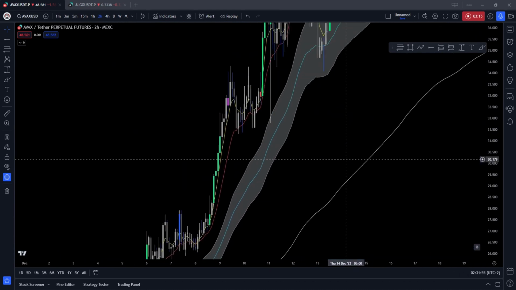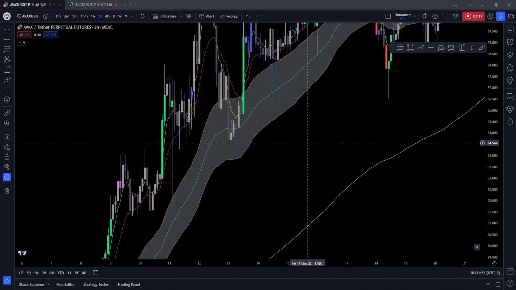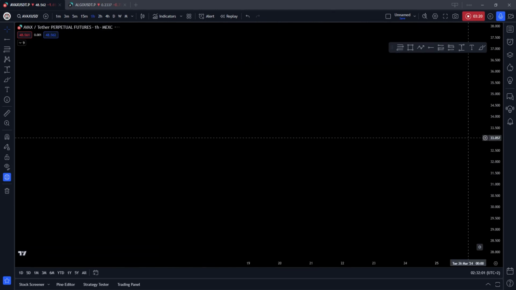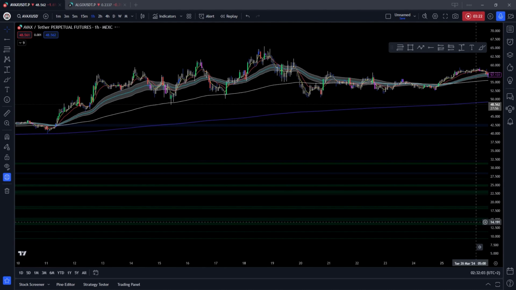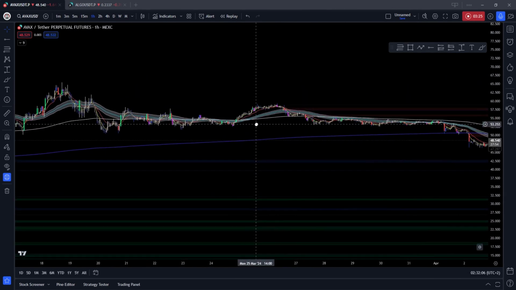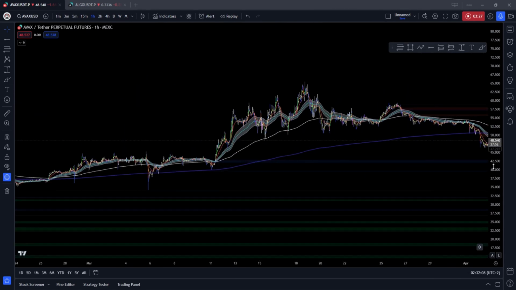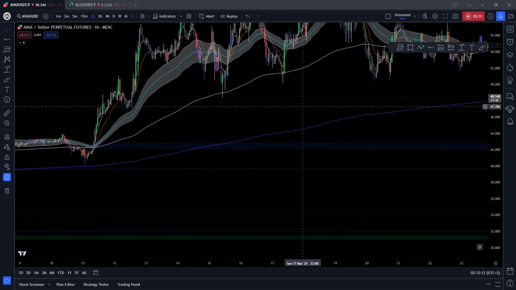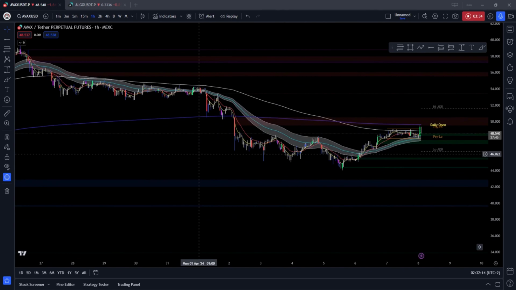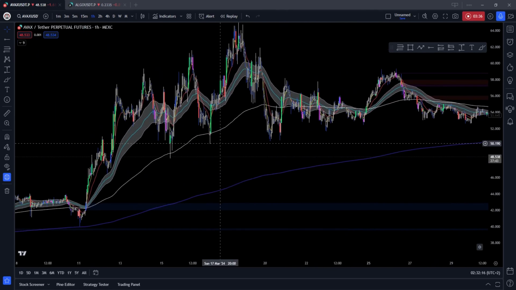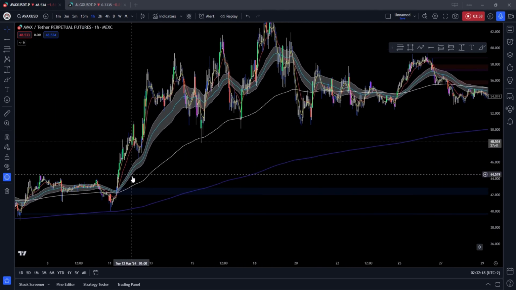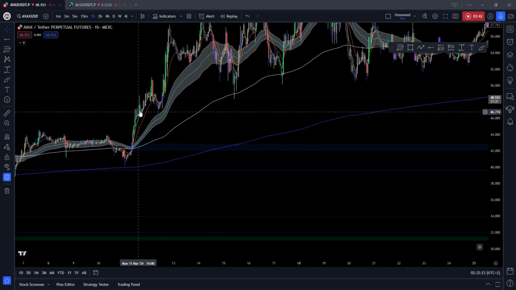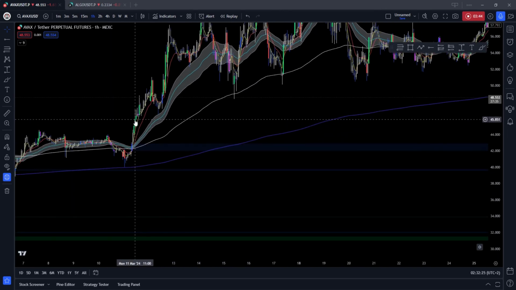Let's look for a barely touch. Wait, let's look in the 1 hour and see if we have an area where we almost touched the 50 but then didn't, so I can explain to you guys what happened. Let's look. So right here, you see price moves away from the 13.5. Right here, even see move away from the 5.